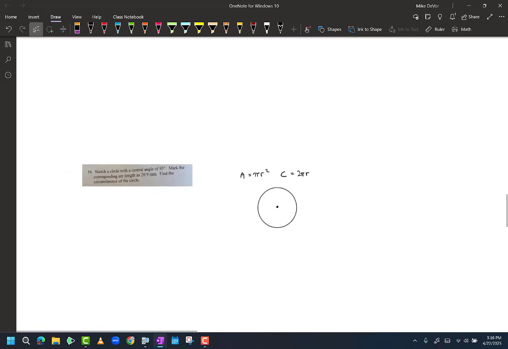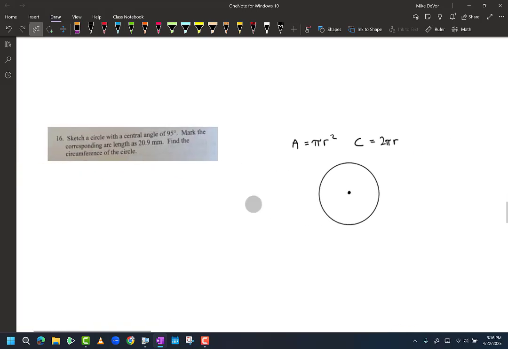Okay, what was this one here? Sketch a circle with a central angle of 95 degrees. Mark the corresponding arc length, 20.9, and then find the circumference. Okay, so this is always what we're hunting for: what is the actual thing that they're asking for? So they're asking for this, circumference.